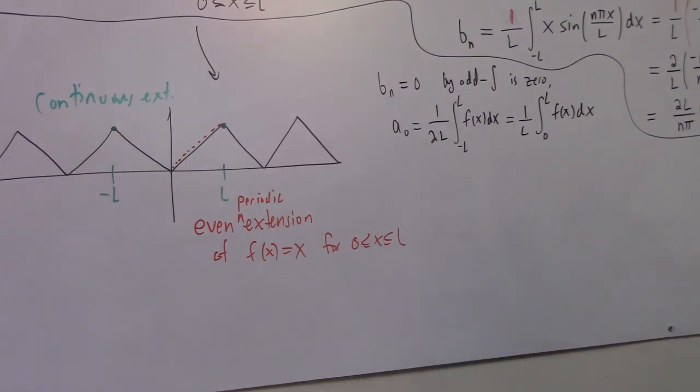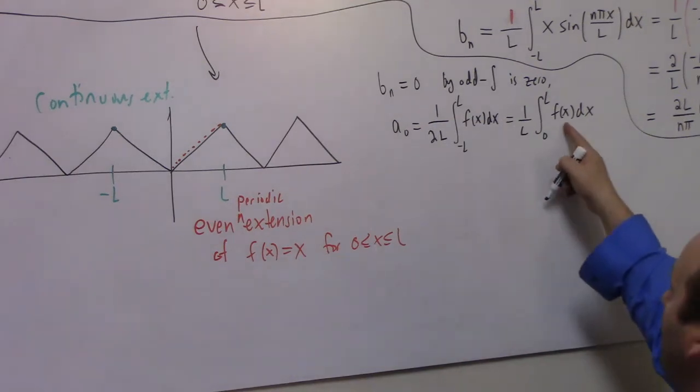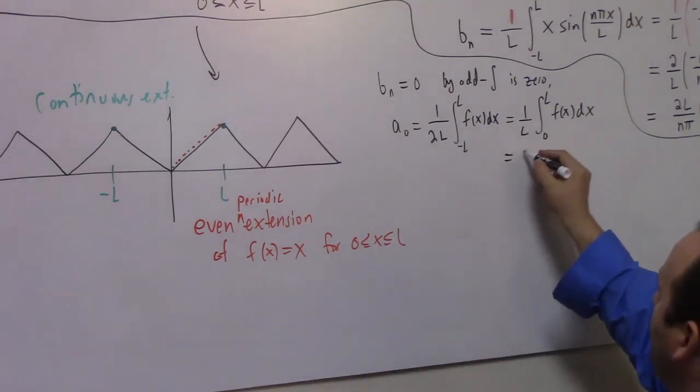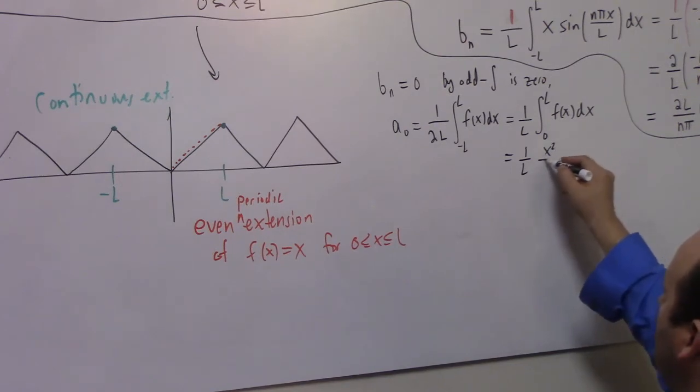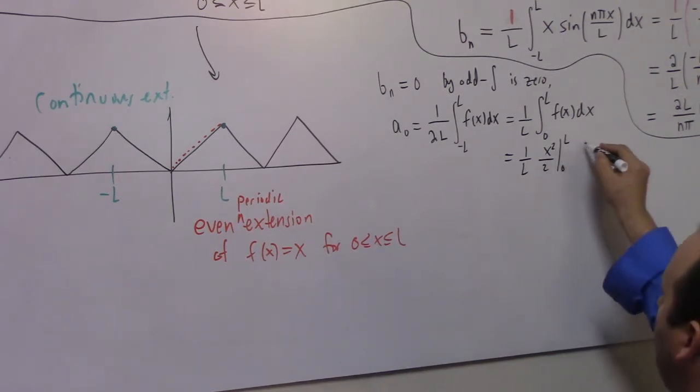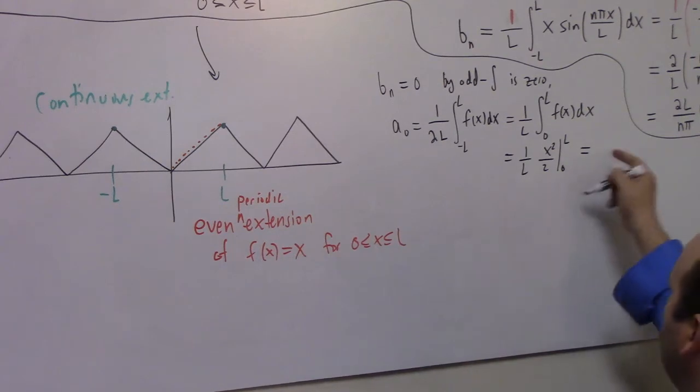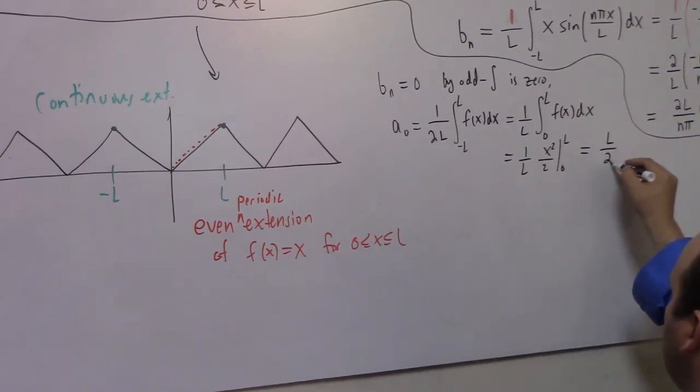Because it gives us no joy to integrate from minus L to L when we could just integrate from 0 to L. Now that is just x, right? Integral of x is x squared over 2. Let's see here, so that gives us L over 2.